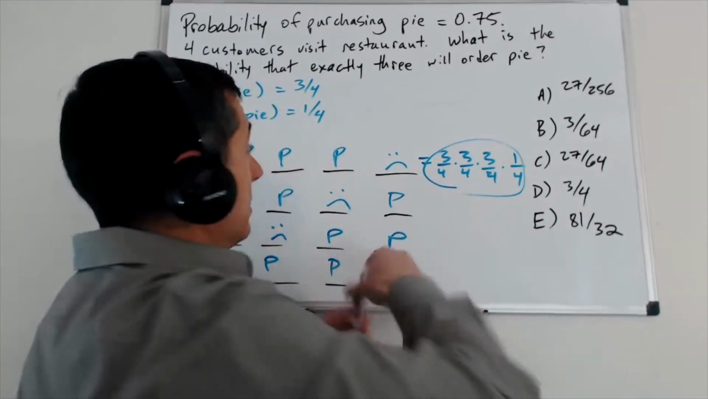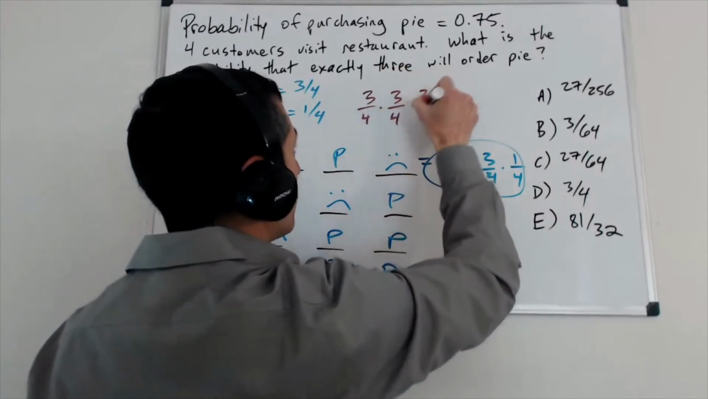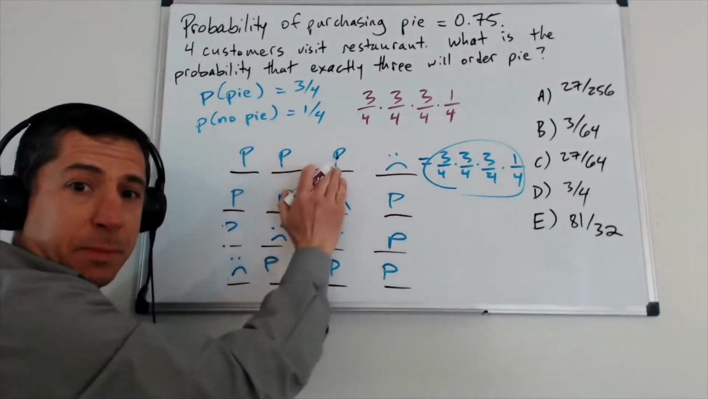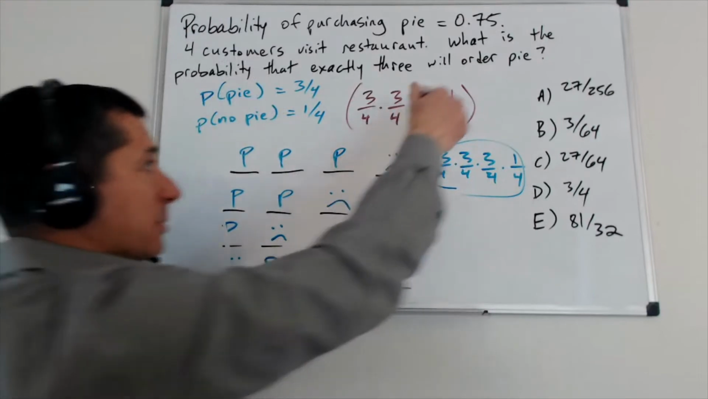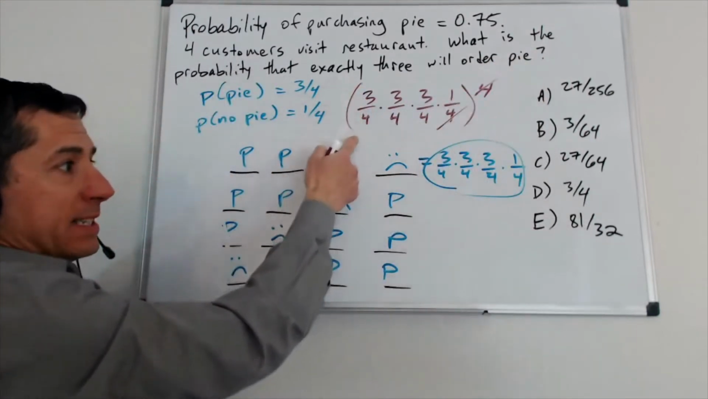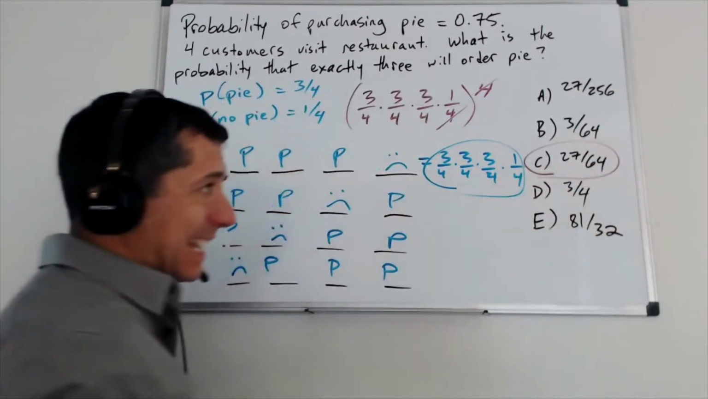So here we get, I'll rewrite all this. 3/4 times 3/4 times 3/4 times 1/4 is the probability that the first 3 order pie, last one does not. But that's going to be exactly the same as these. Multiply this by 4. We can cancel out these 4s, and we just get 27/64. And our answer is C.